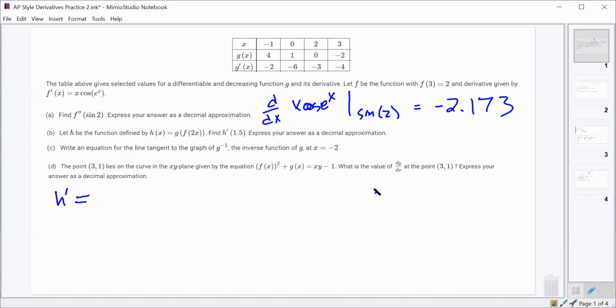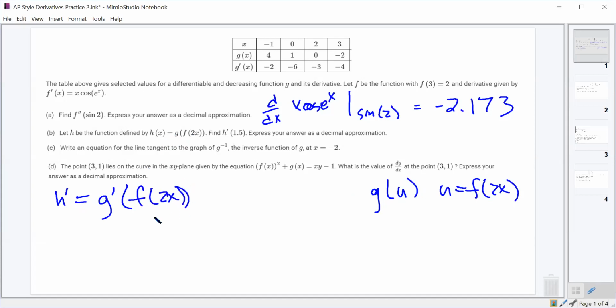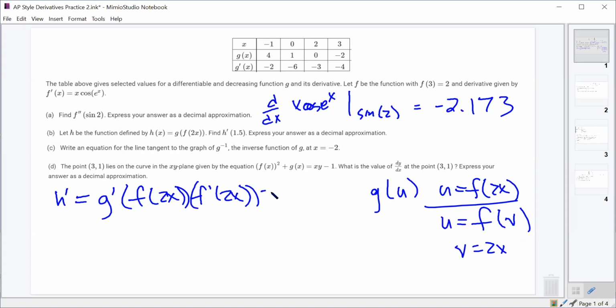So h is g of u with u equal to f of 2x. So the derivative should be the derivative of g of u, which would be g prime of u, or g prime of f of 2x, times the derivative of u. And we could rewrite u as f of v, with v equal to 2x. So then the derivative of that should be f prime of 2x, and then times the derivative of v, which is 2.